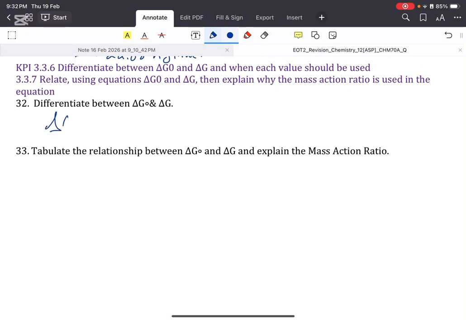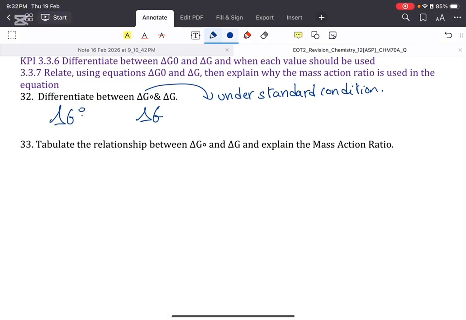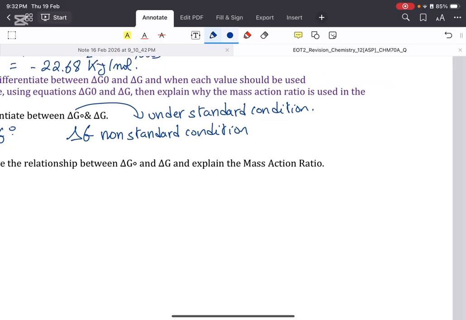Differentiate between delta G standard and actual delta G, or delta G under non-standard conditions. So as I said, this one is under standard conditions. This is the Gibbs free energy under standard conditions, and this one under non-standard conditions. Now I'm just gonna mention to you the standard conditions so that you'll understand what I mean.